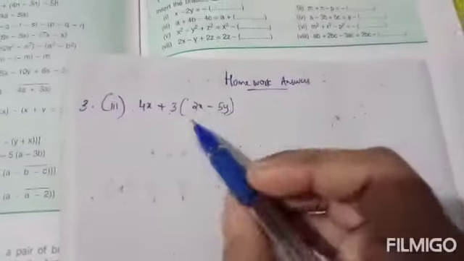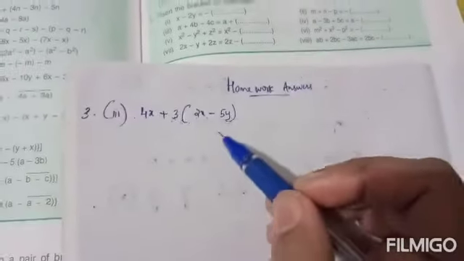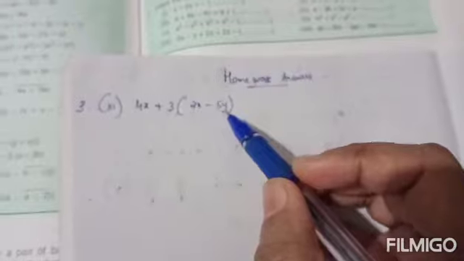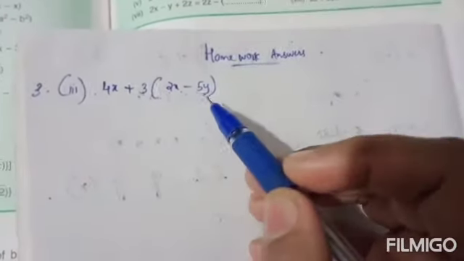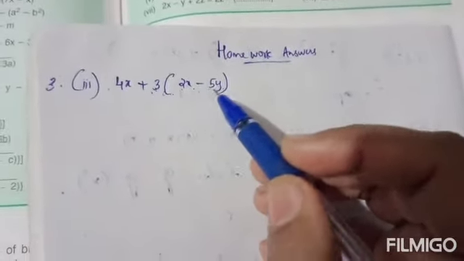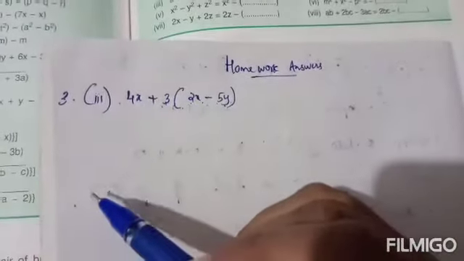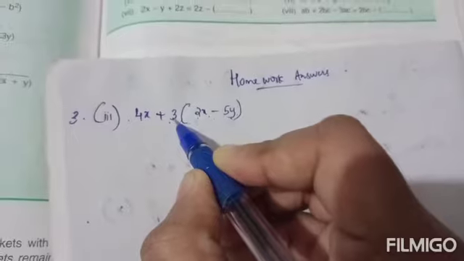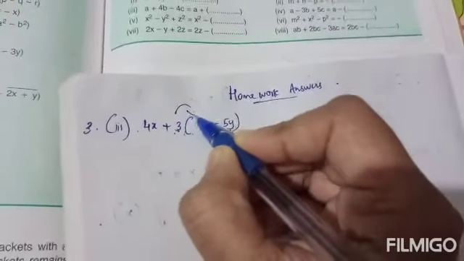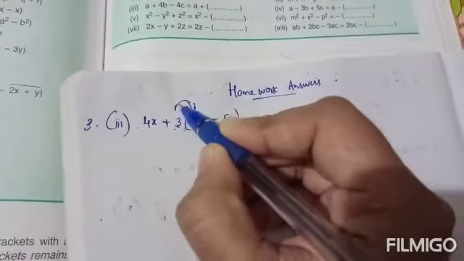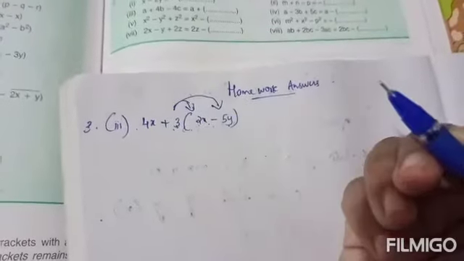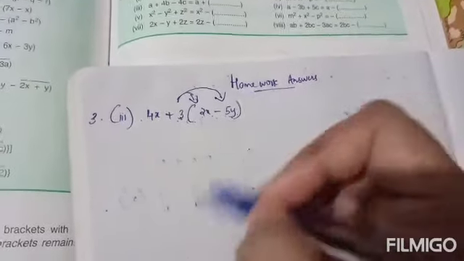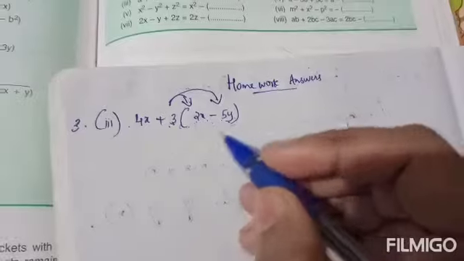Okay, so here multiplication is coming. 3 into 2x minus 5y, and you know how to do this. You have studied this in the previous chapter. Okay, so multiply this 3 to 2x and then multiply this 3 to minus 5y. Okay, in that way you can open this bracket.